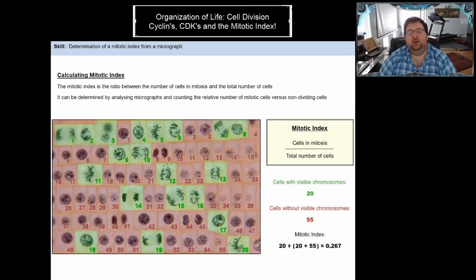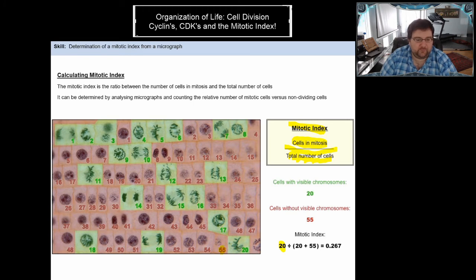So here we can see we've highlighted the cells that are undergoing division. There is 20 cells undergoing division. And the mitotic index, how you calculate it, is you look at the cells that are in division. So there's 20 cells in division, and you're going to divide that by the total number of cells. So how many cells are there in total?